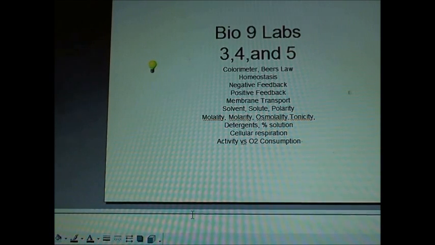Okay, this is a review of laboratories 3, 4, and 5. We'll start with laboratory 3: use of the colorimeter and homeostasis.